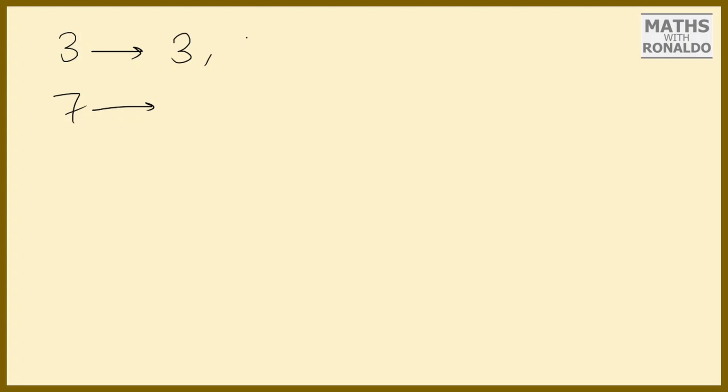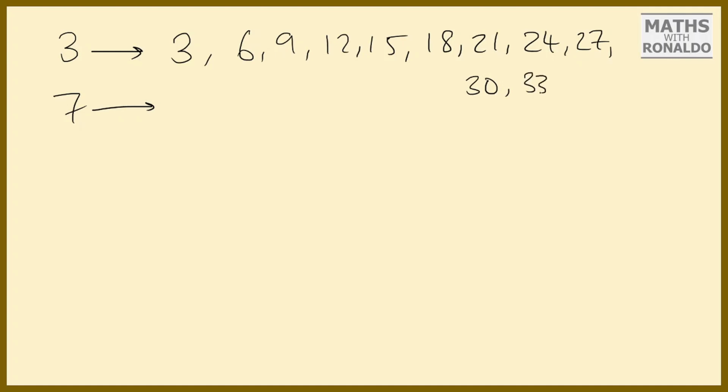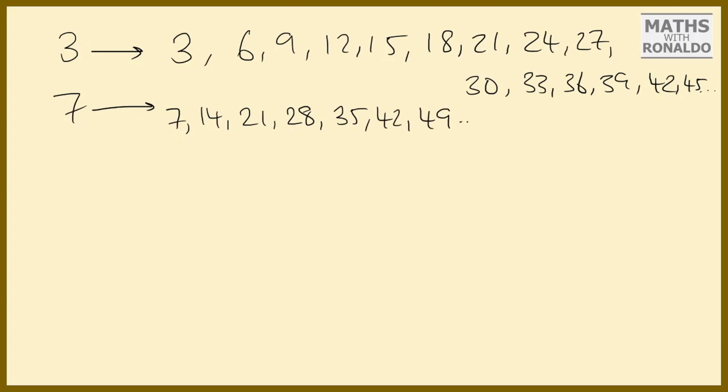The next multiple of 3 is 6, 9, 12, 15, 18, 21, 24, 27, 30, 33, 36, 39, 42, 45, and we can continue that. The multiples of 7 are 7, 14, 21, 28, 35, 42, 49, and we could continue that.